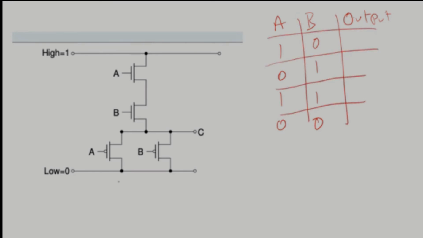So let's say A is 1, can we go up this way? Nope. B is 0, can we come up this way? Yep, we can, and so we can get there. Let's try the other way. A is 1, we can come down, B is 0, this gets stuck. So output here is going to be 0, because we can only connect one little low bit.